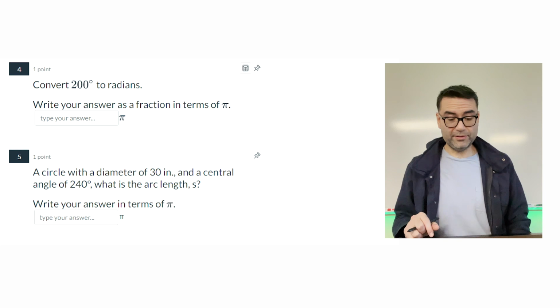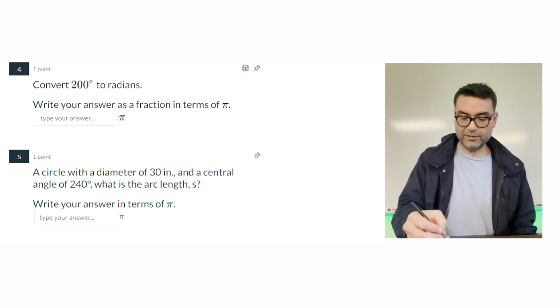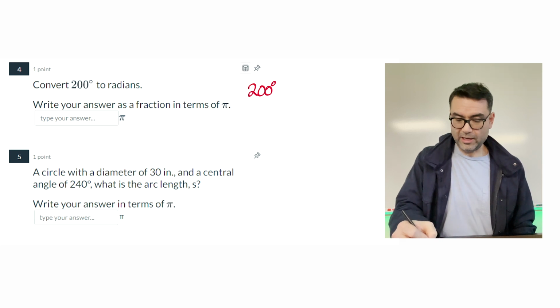Number 4 asks us to convert 200 degrees to radians. So this is just another formula where we take our 200 degrees and multiply by pi over 180 to get it into radians.